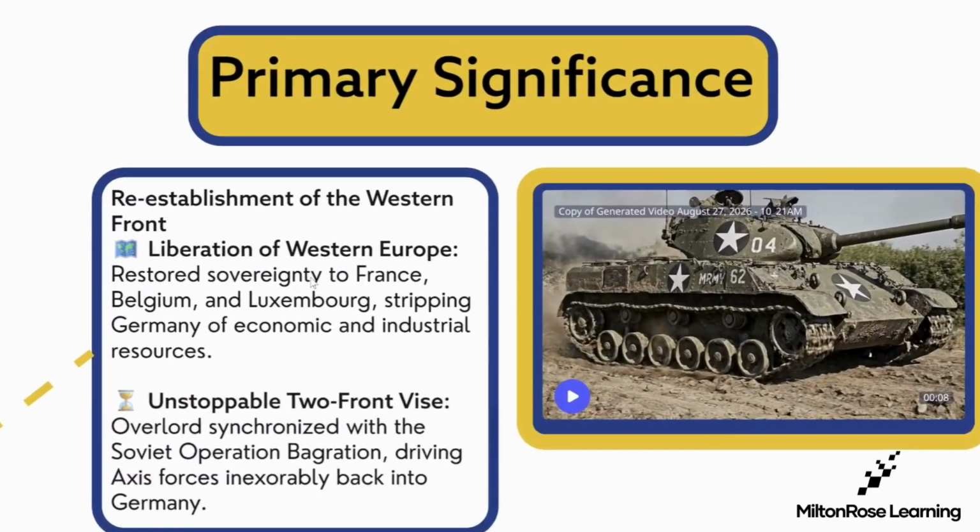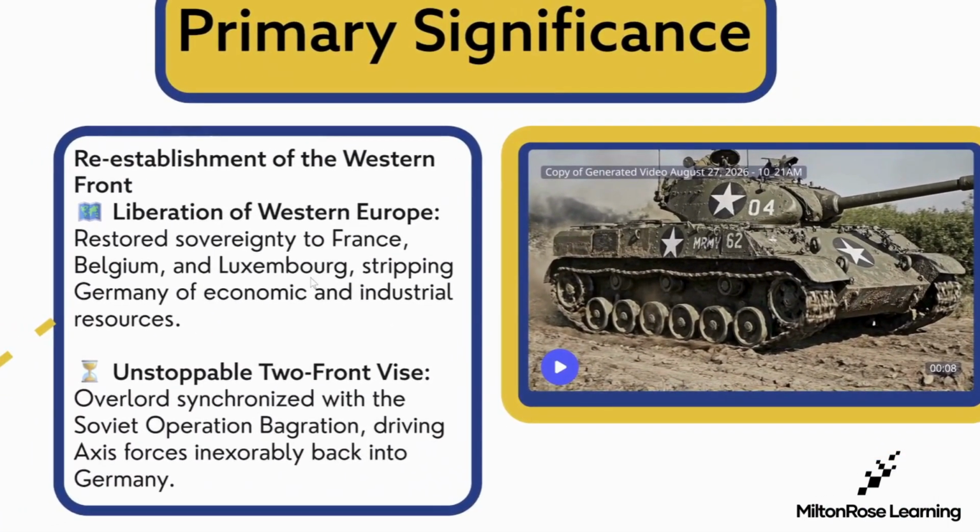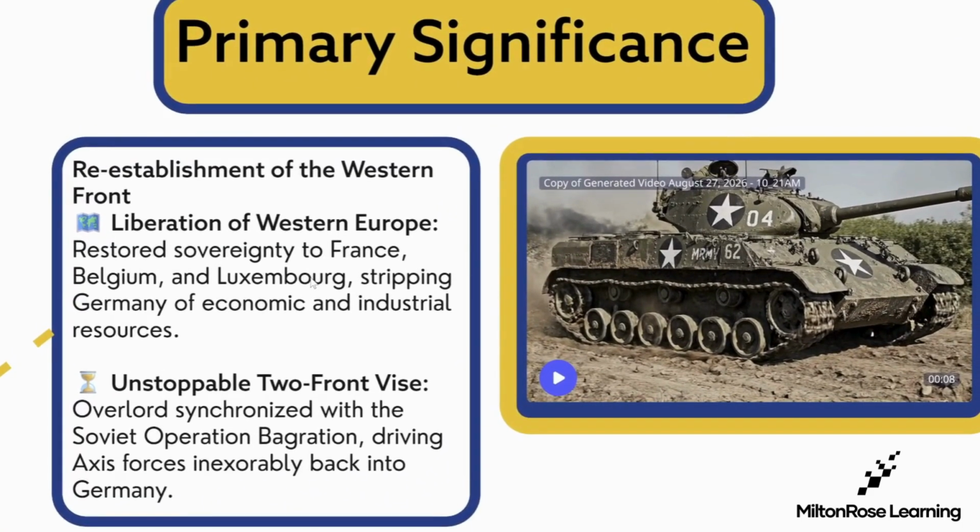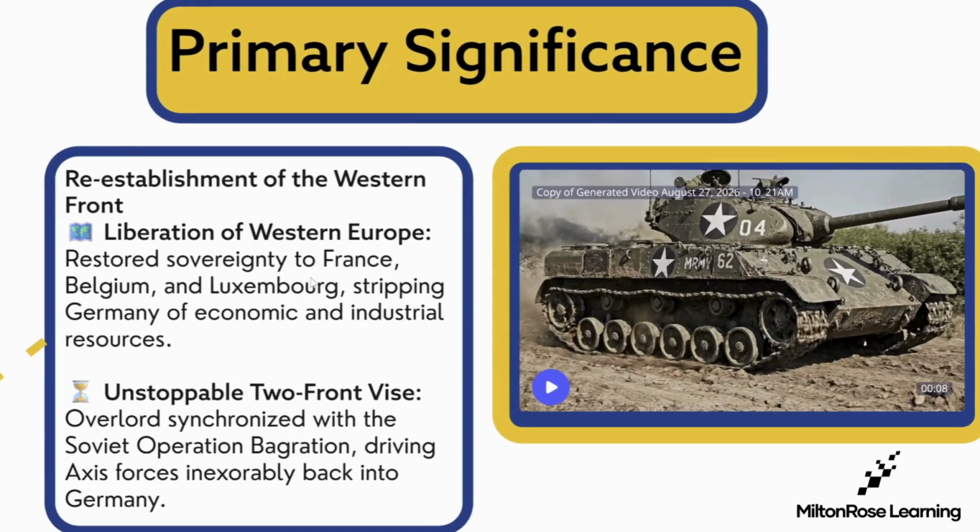And the primary significance then, well, again, it's fairly obvious, I believe, the re-establishment of the Western Front. It was the liberation of Western Europe, so it restores sovereignty to France, Belgium, Luxembourg, the nations that had been rolled over by Nazi Germany, stripped Germany of economic and industrial resources, as we know, and it created that unstoppable two-front vice. So Operation Overlord synchronized with the Soviet Operation Bagration in the east, where they smashed Army Group Centre, and so it drove Axis forces inexorably back into Germany.